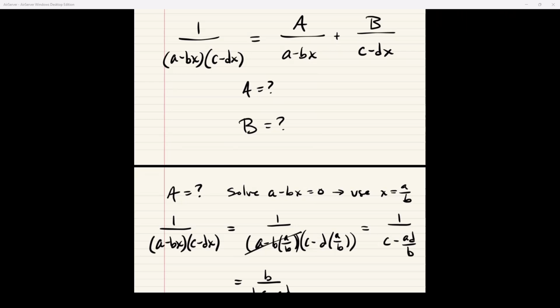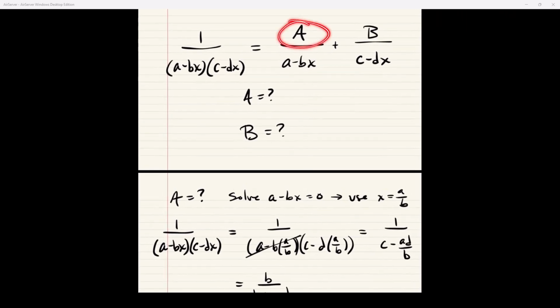So if I want to find A, I just solve for when a minus bx is equal to 0, and that would be x equals a over b. Then I plug it in on the left-hand side everywhere that I see x, which is only in these two terms. But this one, of course, is going to go to 0, so I'll just cover it up and simplify the left-hand side.